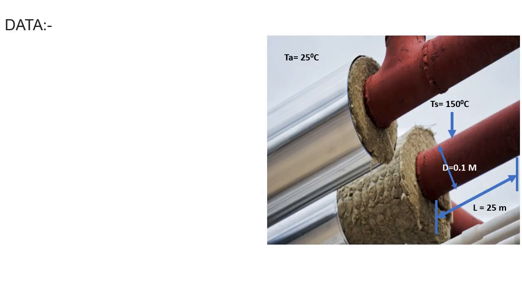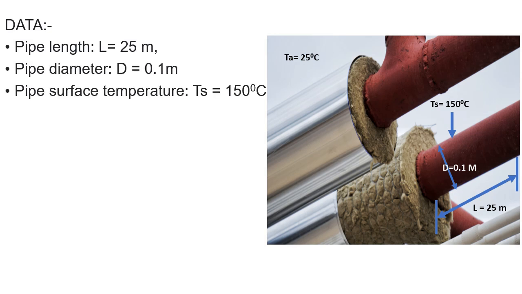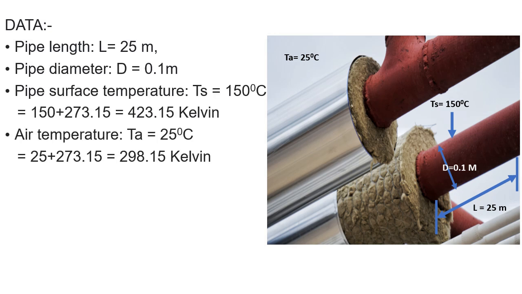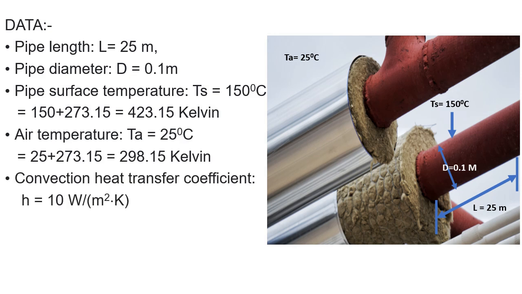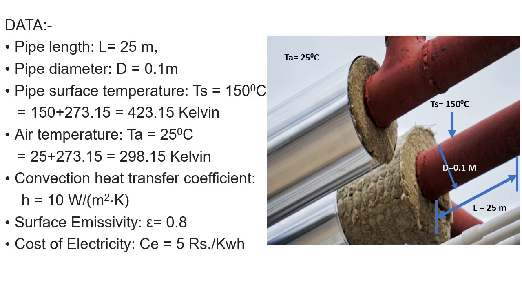The data as we have seen is what is given. The pipe length and pipe diameter have been given, and the pipe surface temperature is 150 degrees centigrade, which we have converted into Kelvin by adding 273.15. The air temperature has also been converted into Kelvin. The convection heat transfer coefficient h is given as 10 watt per meter square per degree Kelvin. The surface emissivity sigma is 0.8, and the cost of electricity is given as 5 rupees per kWh.